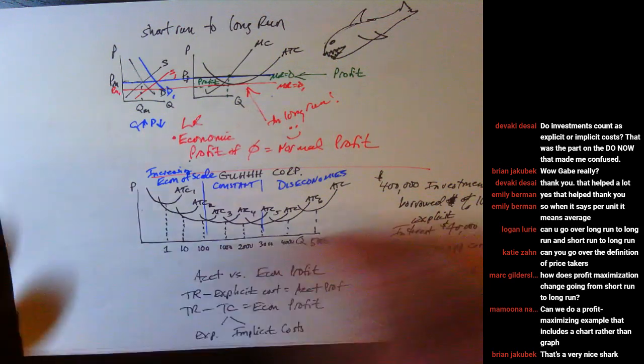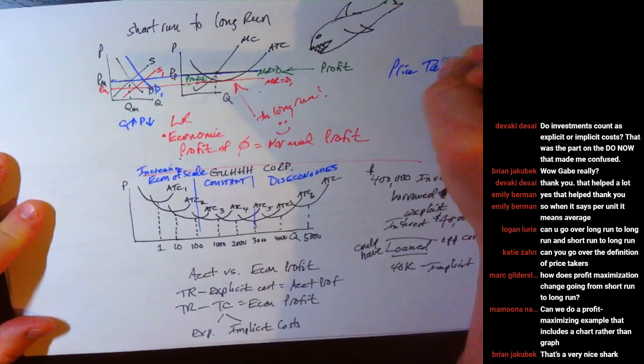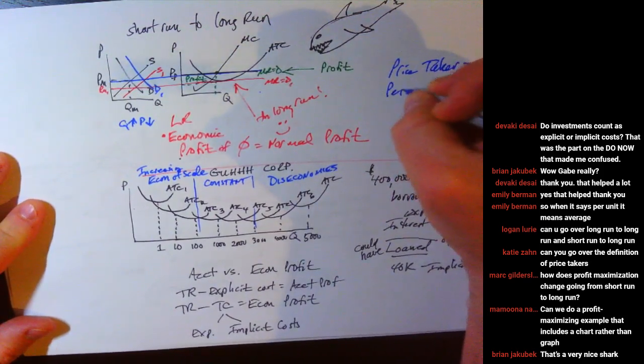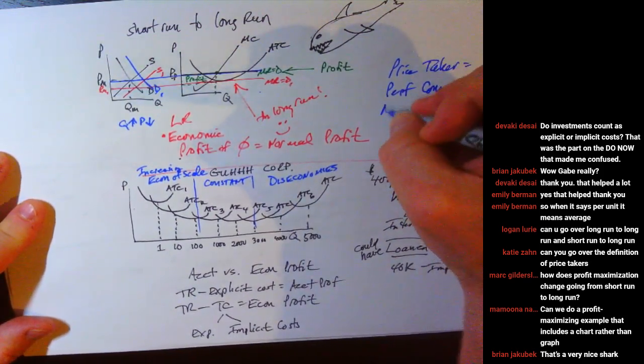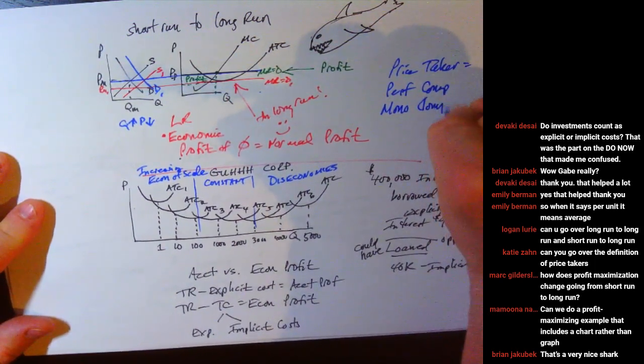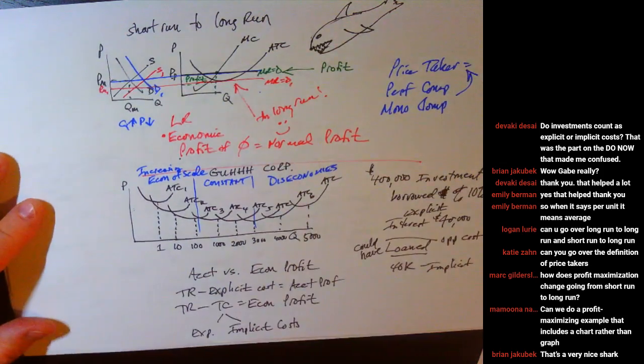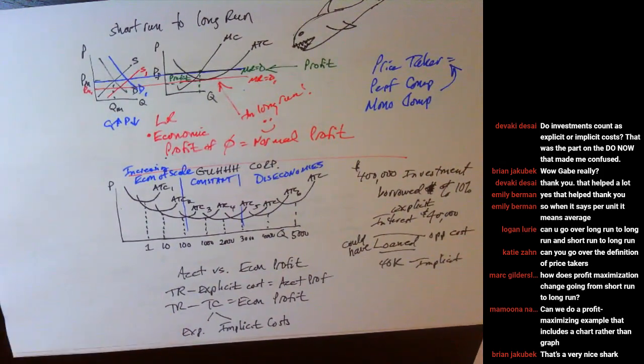A price taker. Okay. Perfect competition and monopolistic competition, for the most part, are price takers. What does that mean? They take the price that the market sets. As opposed to a monopoly or an oligopoly, they are price makers. They make the price. Okay? So that's your price taker. And if I didn't give you a good enough definition, I'm sure Investopedia is real good as well.